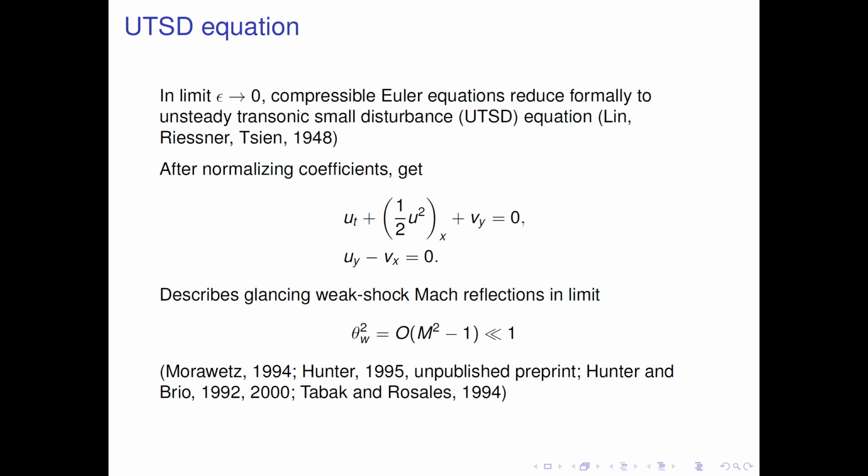So this is a diffraction term. And this comes out of the asymptotics. This is basically an irrotationality condition, that the velocity perturbations are irrotational, and then they're coupled like this. And in particular, this describes glancing weak shock Mach reflections in the limit when the wedge angle is the square root of the shock strength, and both are small. So it's describing Mach reflection of weak shocks by very thin wedges.